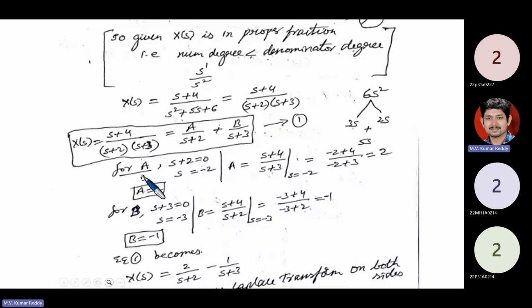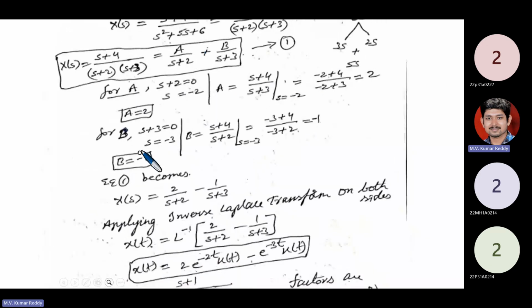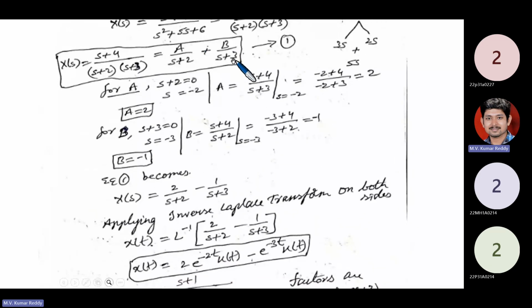Already we know. Okay, for a, we have to substitute s equal to minus 2, since s plus 2 is equal to 0. For a, we hide this term: s plus 2 is removed, leaving (s plus 4) by (s plus 3). Substituting s equal to minus 2, we got 2. Next, for b, s plus 3 is removed, leaving (s plus 4) by (s plus 2), with s equal to minus 3. That is minus 4, minus 1. So 2 by (s plus 2) minus 1 by (s plus 3).